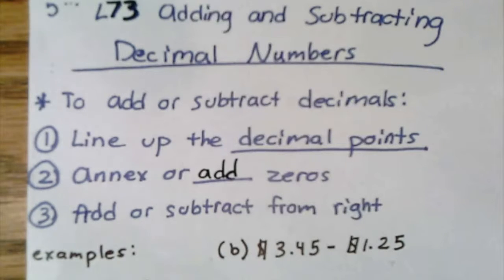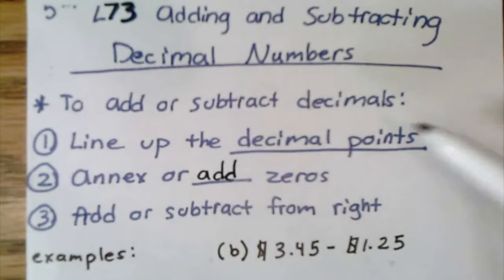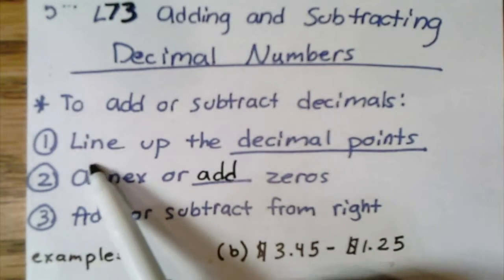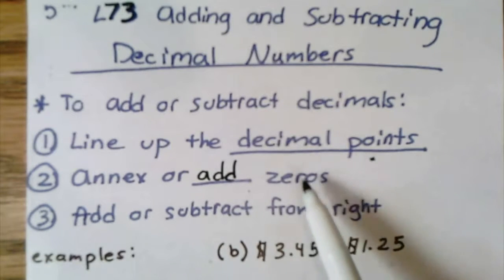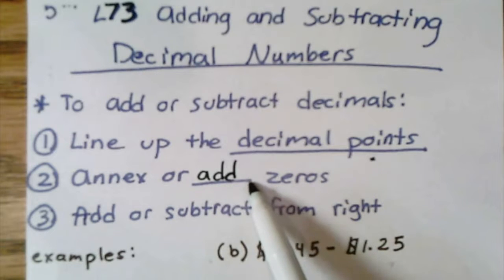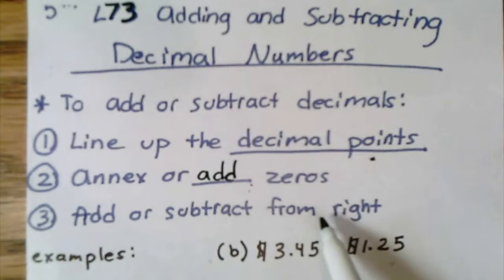And welcome to lesson 73 on adding and subtracting decimal numbers. You guys are going to love this lesson because it is not that different from everything else we've already done. So to add or subtract decimals, first we need to line up their decimal points. Then we annex or add zeros, just like we did in that previous lesson. And then we add or subtract, and we always start from the right, just like we normally would. And you're going to bring your decimal down right into the same place.